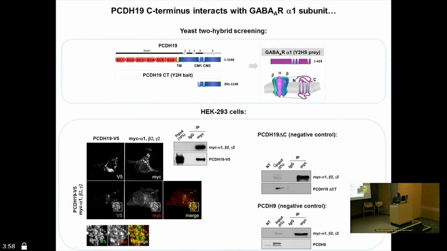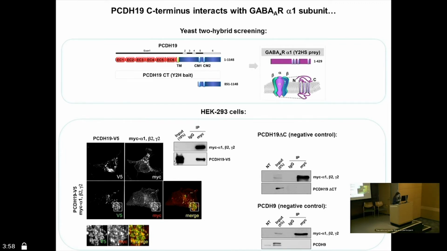Of course, the mutant form of protocadherin 19, a molecule deleted in the C-tail, was not able to co-immunoprecipitate the alpha-1 subunits. And here is another control that we used: PCDH9 was also unable to co-immunoprecipitate the alpha-1 subunit of GABA A receptor.